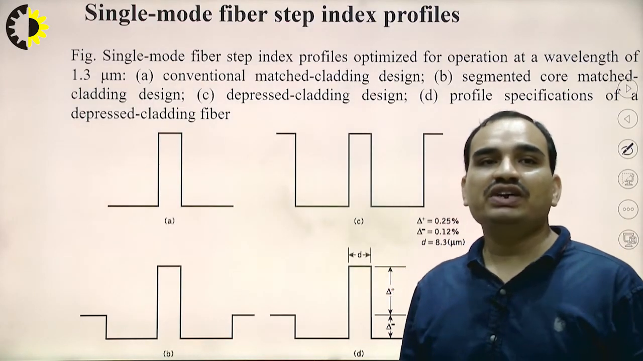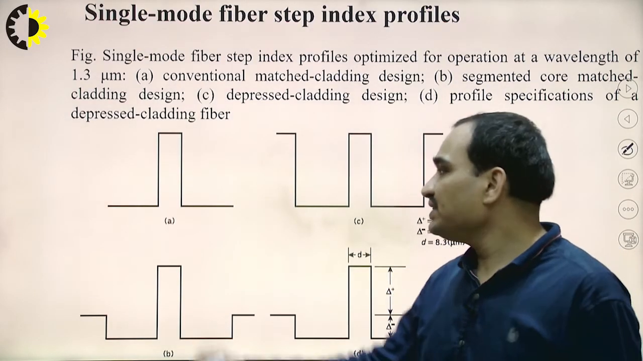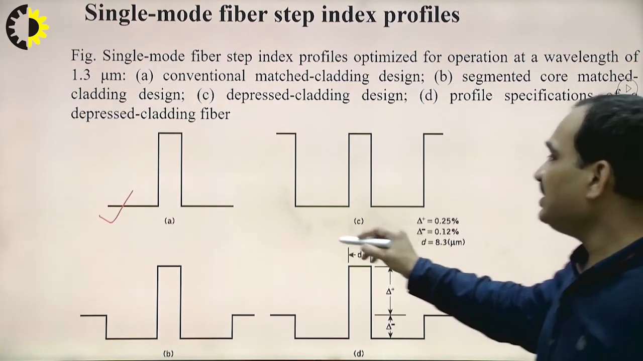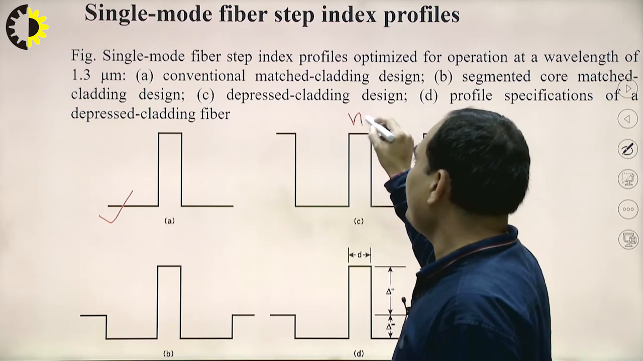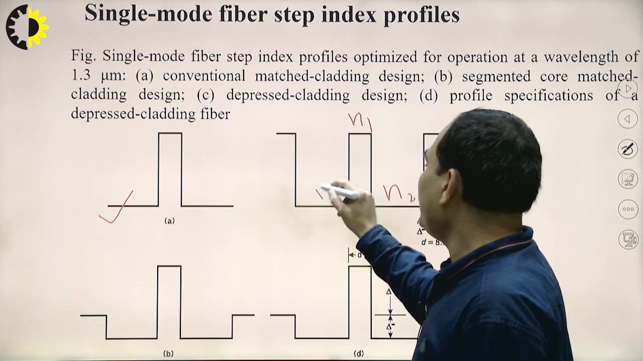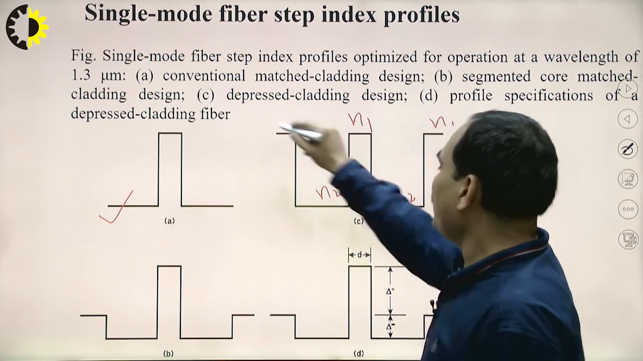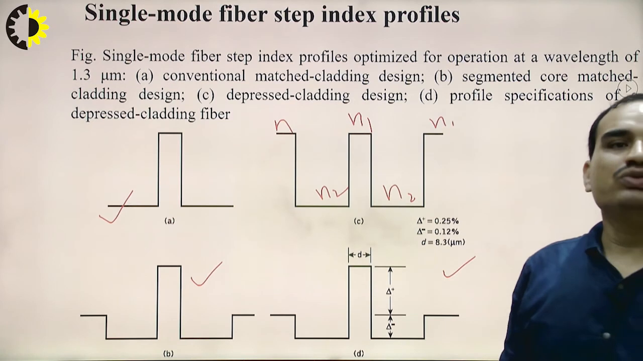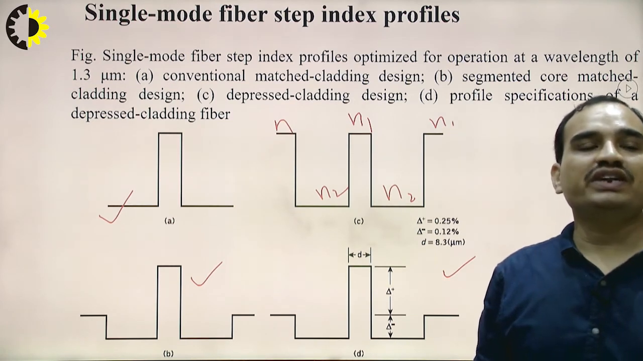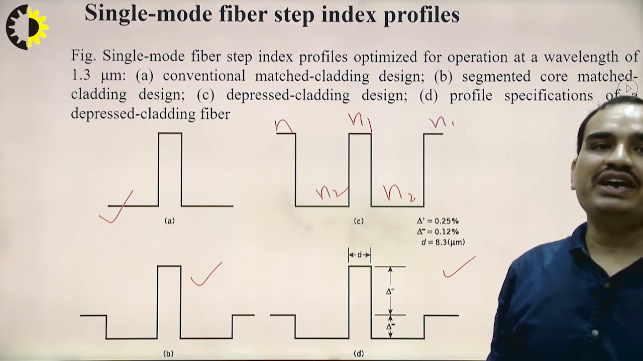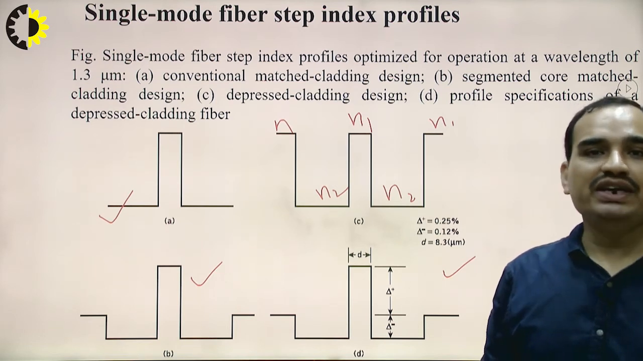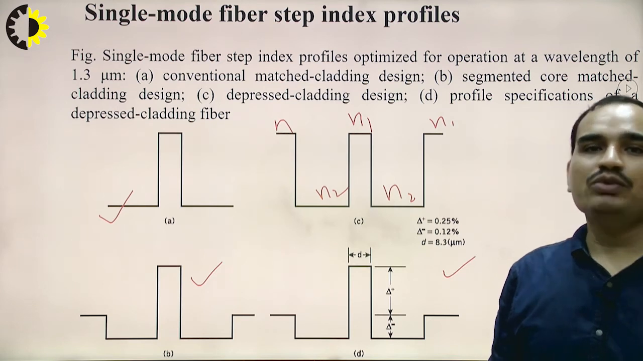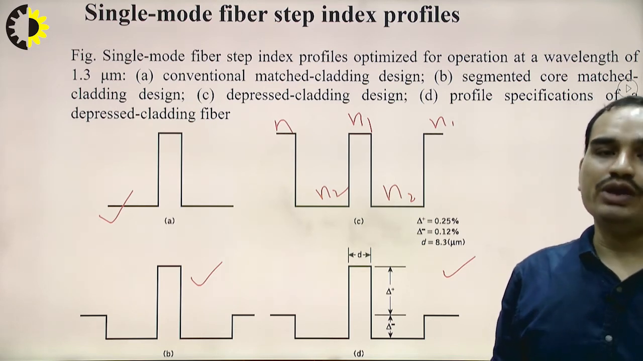We have different single mode profiles, as we can see. This is for the stepped index, and the variation can be seen. Here we have the higher refractive index n1, then n2, then n2, then another n1. These different profiles can be used for single mode operation optimized for a wavelength of 1.3 micrometers: the conventional matched cladding design, the segmented core matched cladding design, the depressed cladding design, and the profile specification of the depressed cladding fibers.